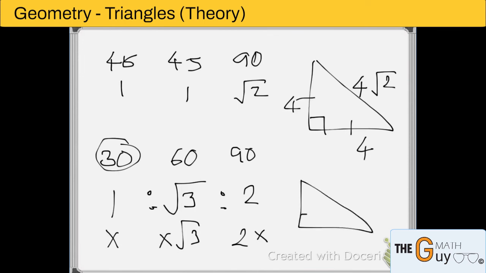So if you have a 30, 60, 90 triangle, let's say this is 60, this is 30, and just to give you a quick example, opposite 90 is 8. I know that opposite 30 will be 4, and opposite 60 will be 4 root 3. So it helps you to speed up your calculations. Alright, so that's pretty much all that you need to know for triangles.